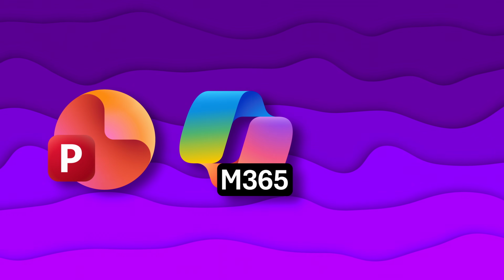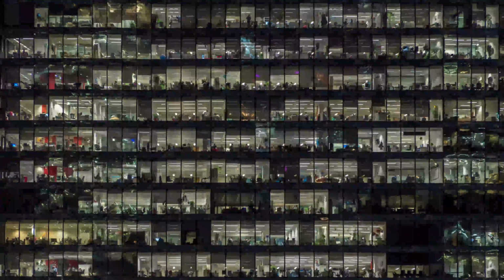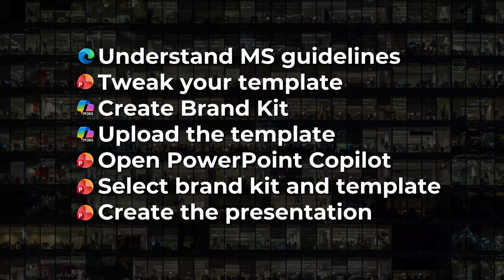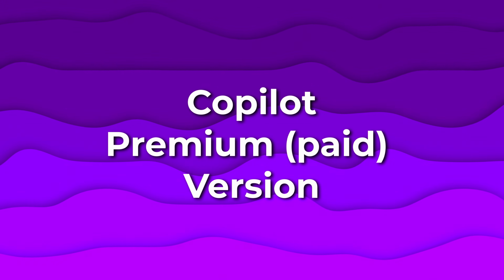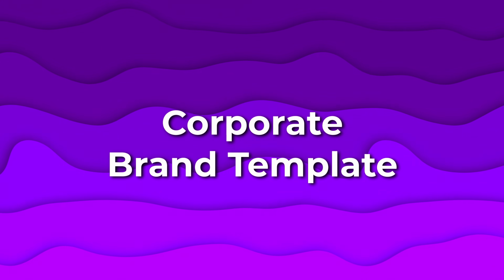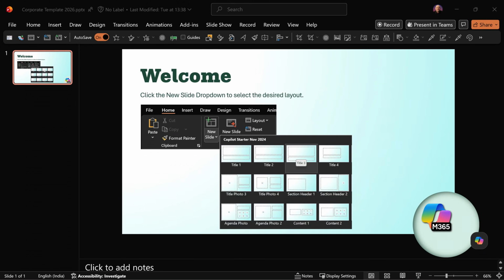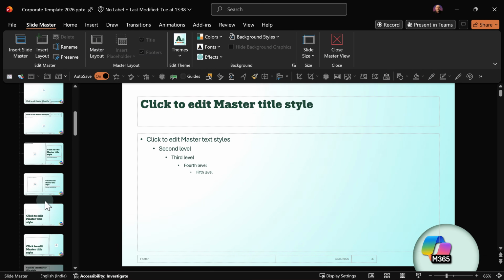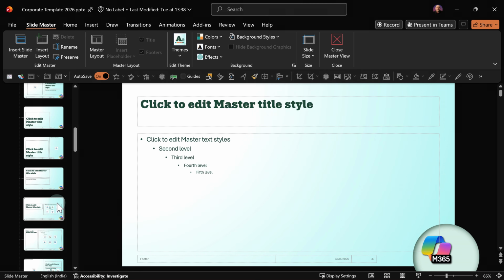Are you trying to create presentations using Copilot with your corporate template and it's not working? You're not alone. Let me show you exactly how to do this. You need two things: a paid version of Copilot, and second, your corporate template. This is my corporate template. So there's the slide master and many different types of layouts. I want Copilot to use it.